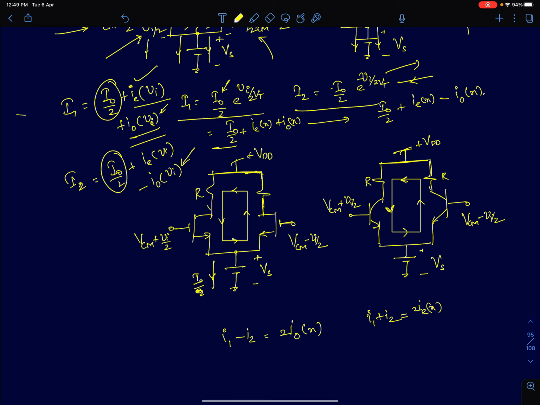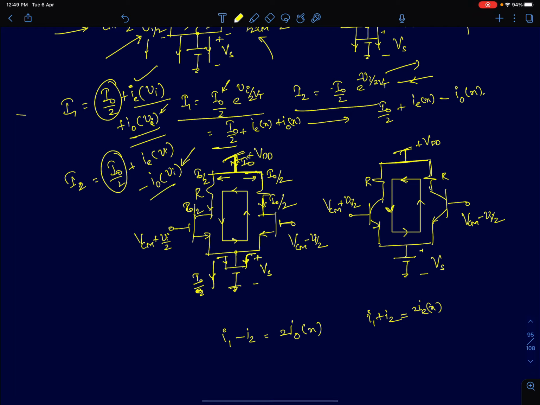So half of it, I0 by 2, will flow through one MOSFET and I0 by 2 will flow through the other MOSFET. And this current I0 by 2 comes entirely from the supply. I0 comes from the supply. So the supply will be providing I0, which will split as I0 by 2 on either side. And again, they'll combine at the source or the tail end and flow into the ground. So this is how the DC current I0 flows.